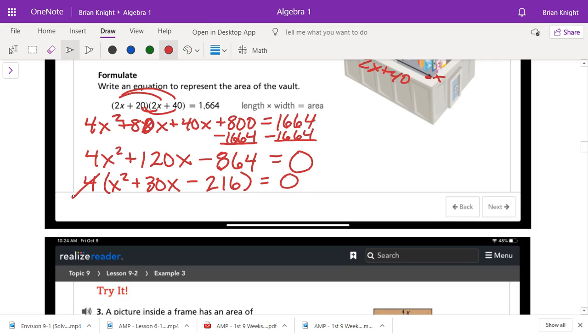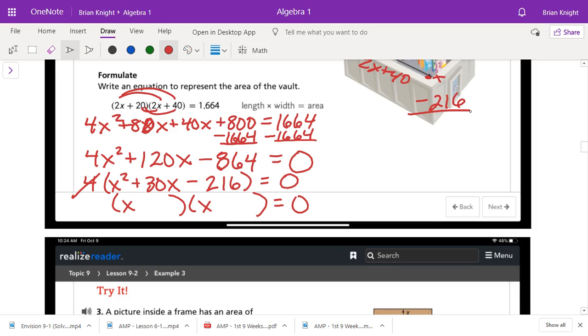Now, if the question said factor, and my factors are my answer, then I have to put it. But it doesn't say factor. I'm trying to solve it. Okay? So what two numbers multiply to be negative 216 and add up to be 30? I know since it's negative, I'm going to have positive and negative numbers. And the bigger number needs to be positive because my 30 is positive.